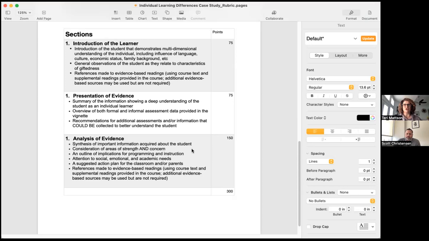Also, what will be posted right alongside this case study is an exemplar. So the exemplar gives an example of what we would hope you would include and how you would approach this case study. But just know that it's a different case study. So the specifics are different, but it'll give you an idea of what to do. And that will also be helpful to you.